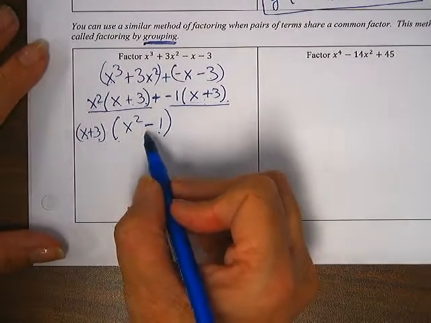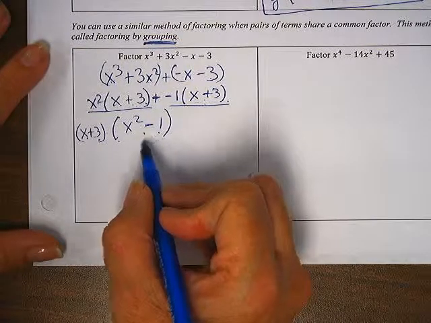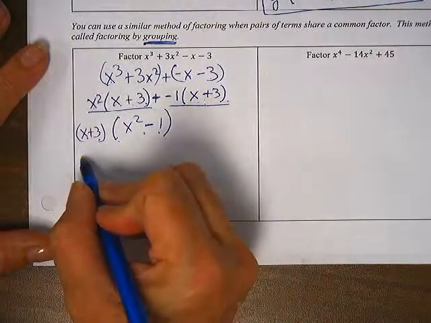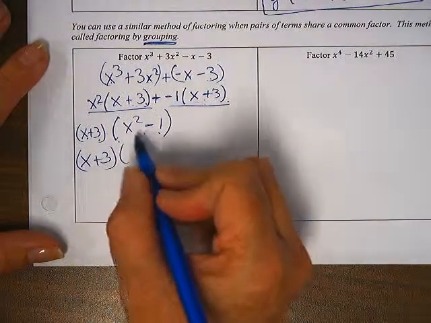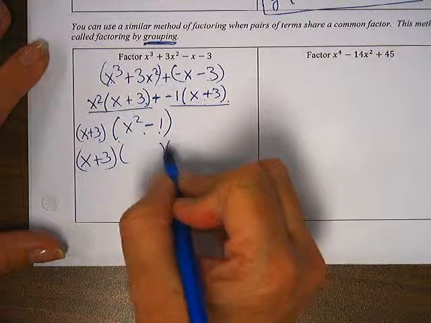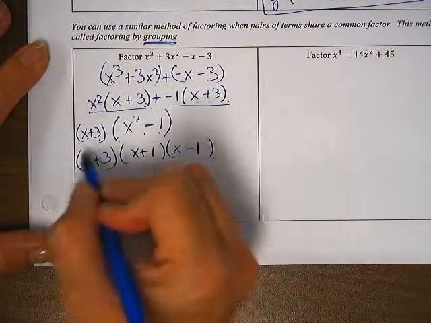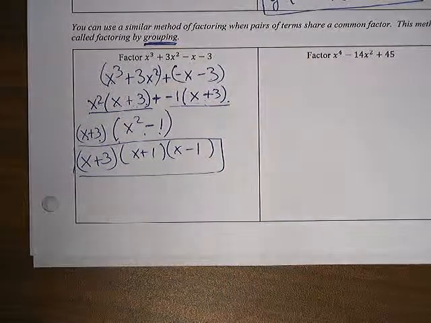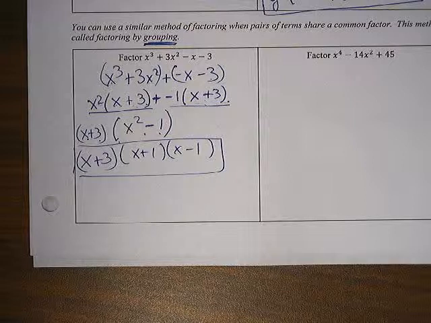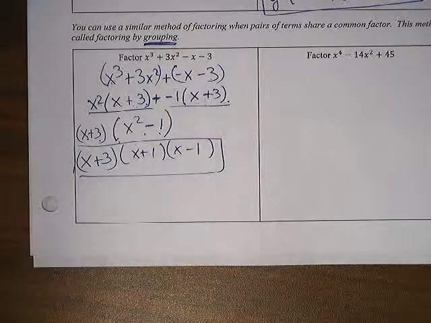And hopefully you all recognize that x squared minus 1 is the difference of two squares. So we have to factor that a little further. And we have x plus 3, because that's fully factored. X squared minus 1 factors into x plus 1 and x minus 1. So here are your factors of that cubic that we started with. Okay, so that was done by grouping. And you can always do grouping when you have 4 terms.